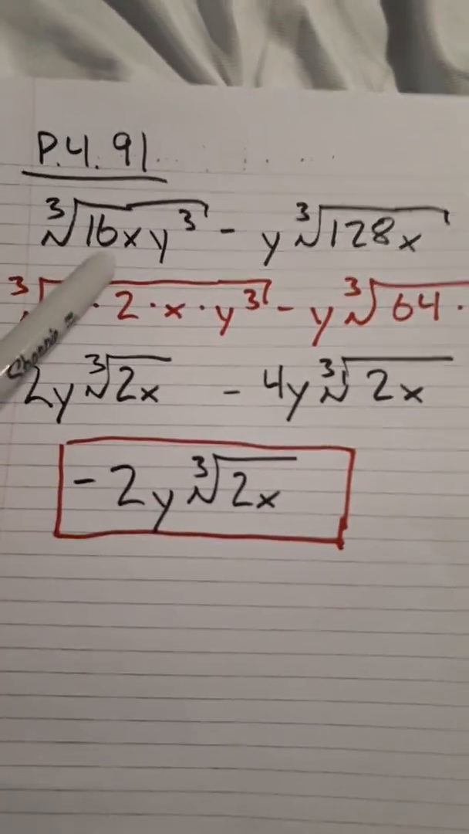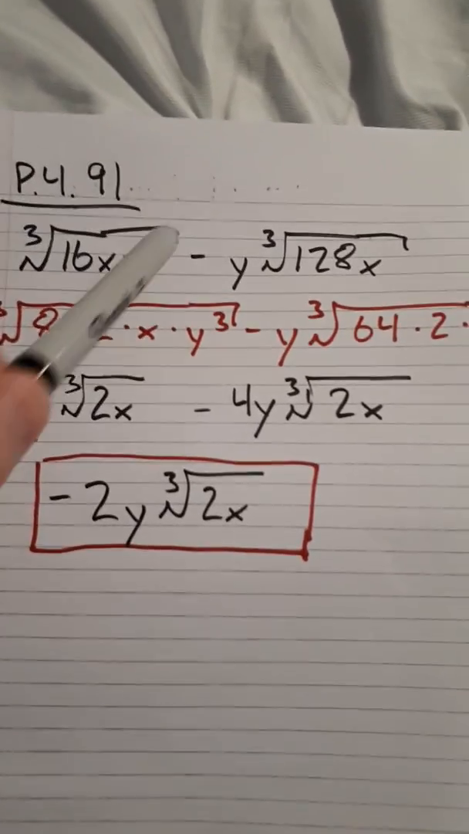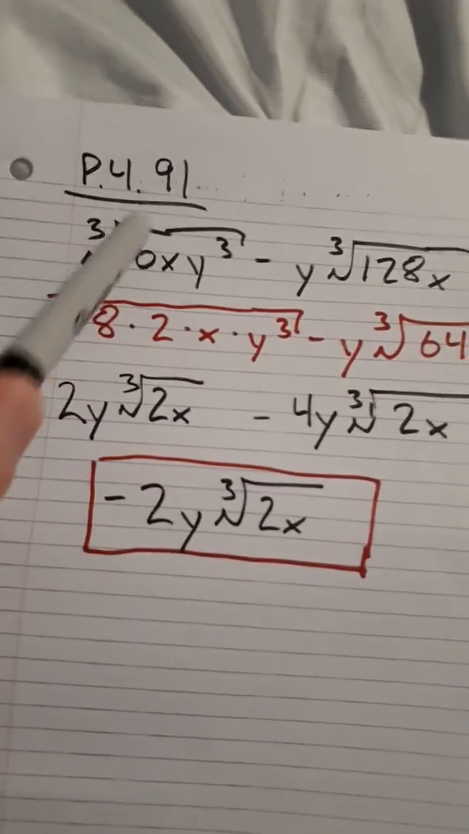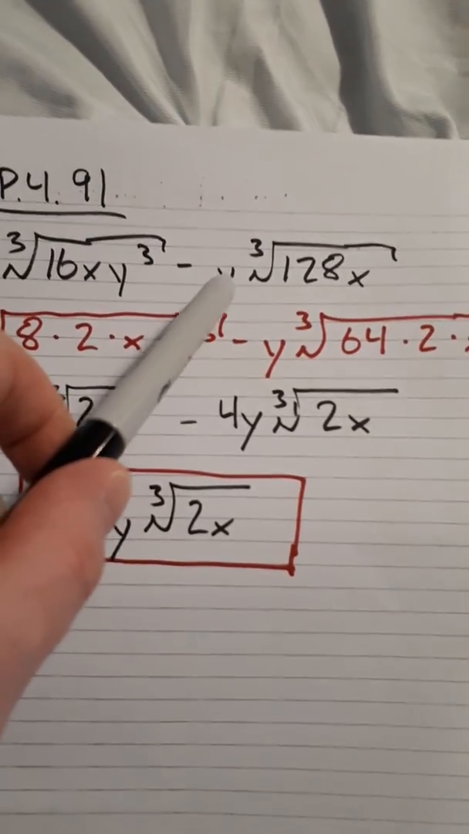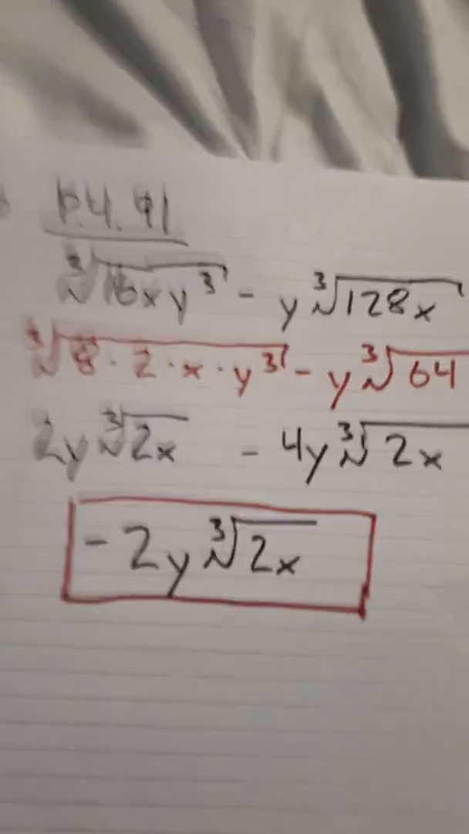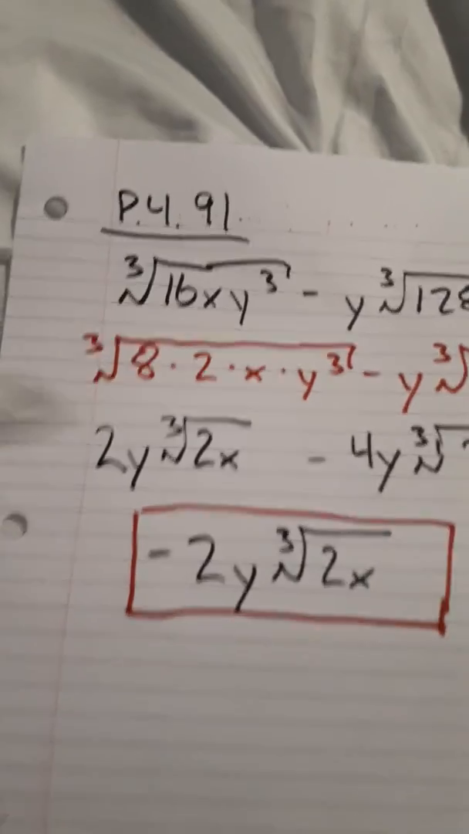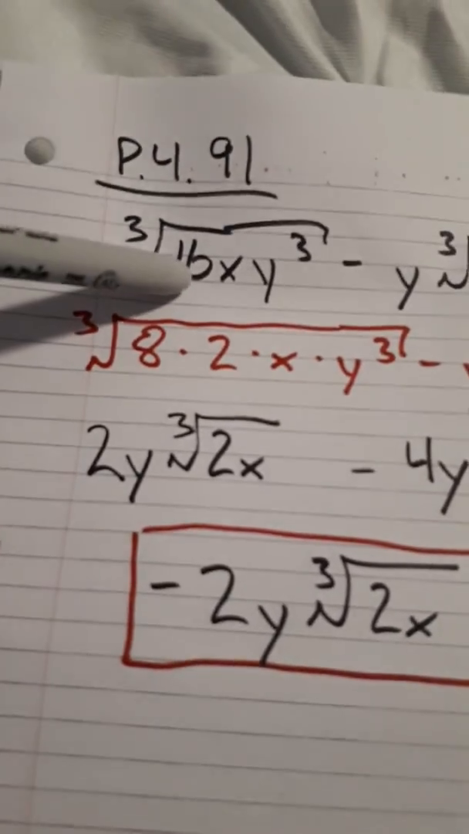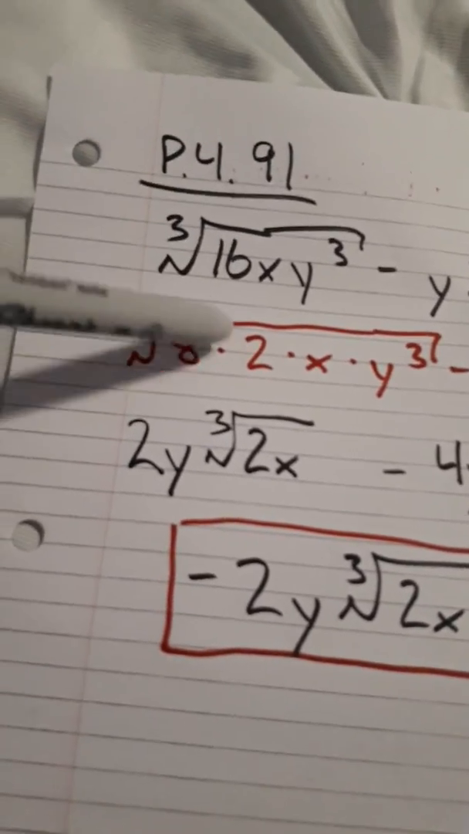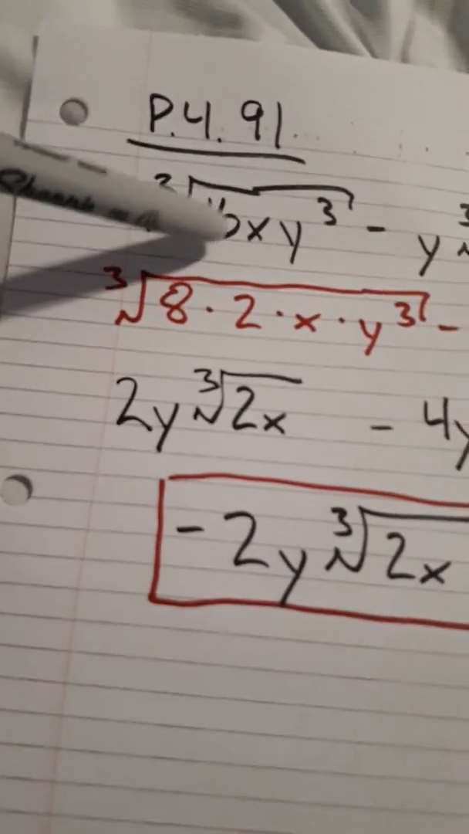So here's what we have: the cube root of 16x times y cubed, all under the cube root symbol. And we're going to subtract that from y times the cube root of 128x. So where the 2 comes from is we're looking at 16, and I have to think to myself, what's the biggest perfect cube that I could pull out of 16?